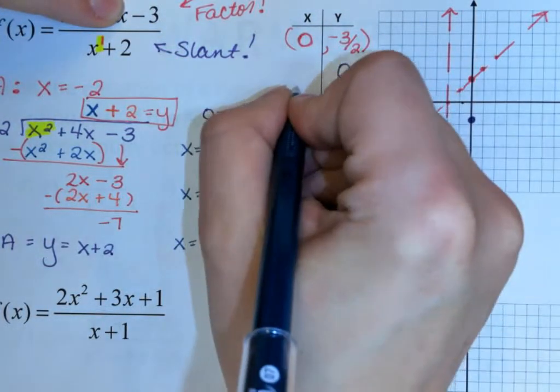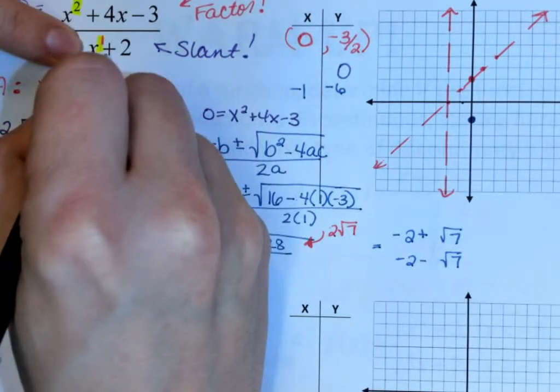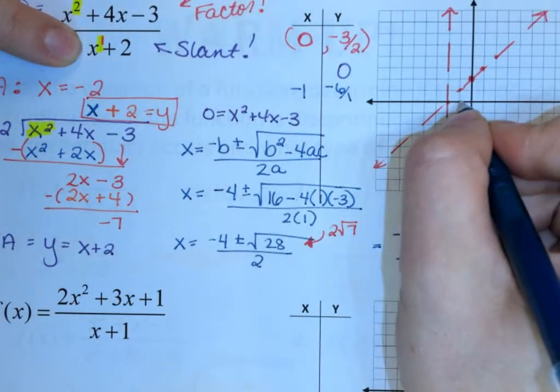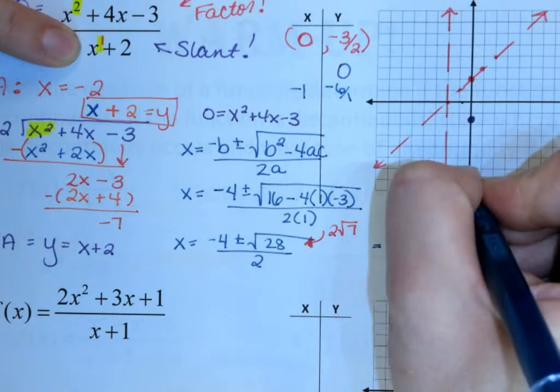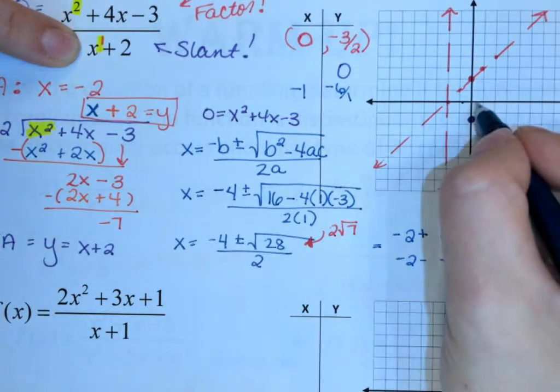So I'm plugging in negative 1 plus 2, which is 1. So at negative 1, I'm at negative 6. 1, 2, 3, 4, 5, 6. I already have 0 plugged in.